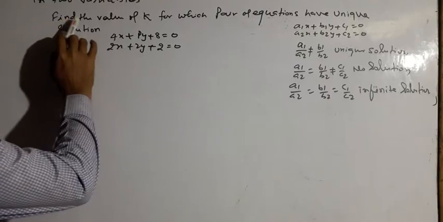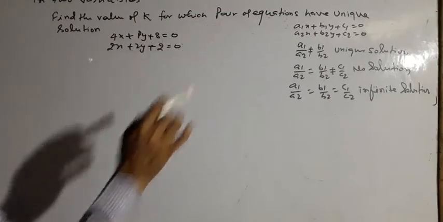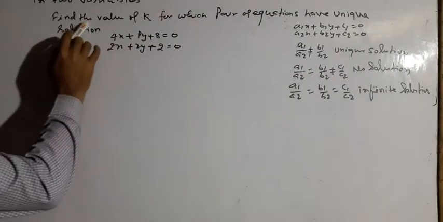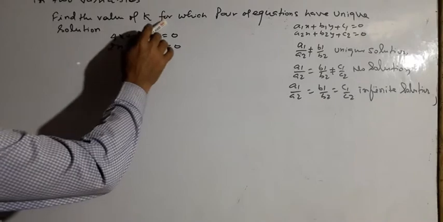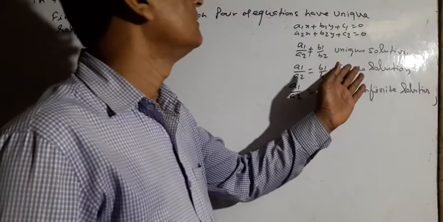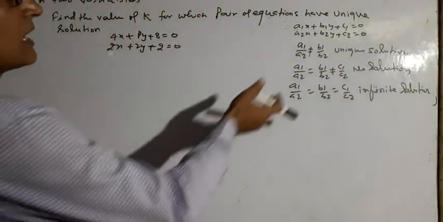One question: find the value of k for which the pair of equations has a unique solution. Solutions are of three types: unique solution, no solution, infinite solution. The conditions are different.